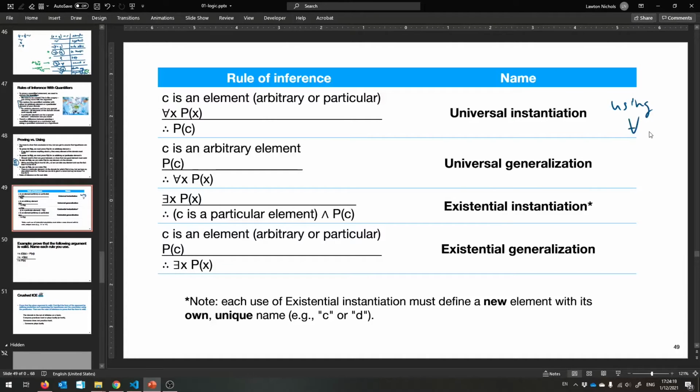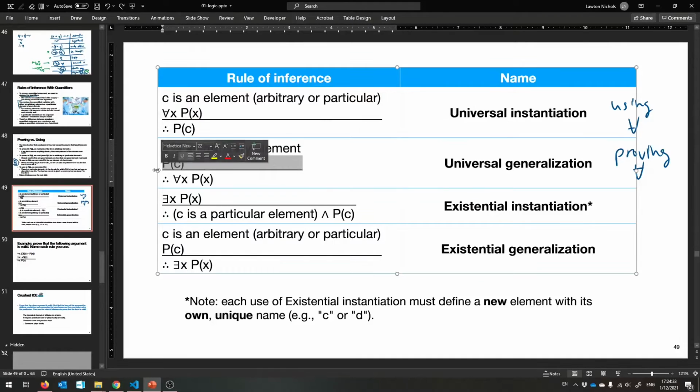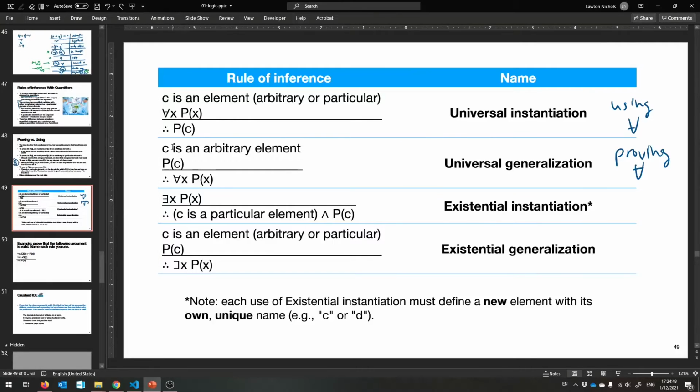in your hypothesis. This one, universal generalization, is proving a for all. It's in your conclusion. So you have to assume that C is arbitrary. You can give it whatever name you want, but assume you have an arbitrary element of your domain, and then you must, for that element, without worrying too much about what it looks like, prove P of C for it. And because it was arbitrary, it could have been anything, so now you know that for all x, P of x is true. Because C could have been whatever, any element you wanted it to be, because it was arbitrary. You picked it arbitrarily. Okay?